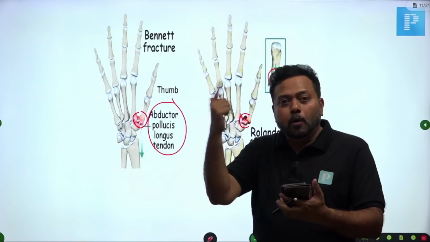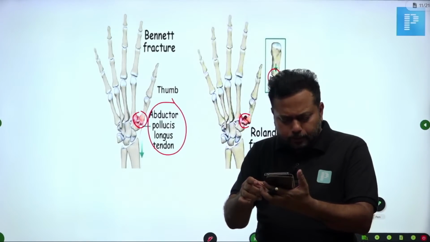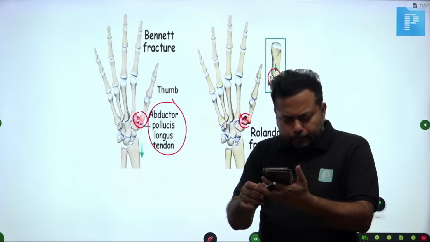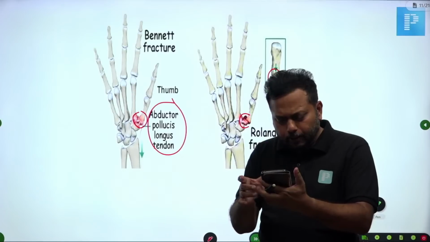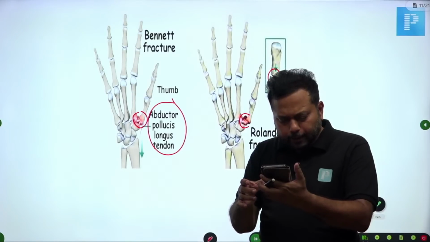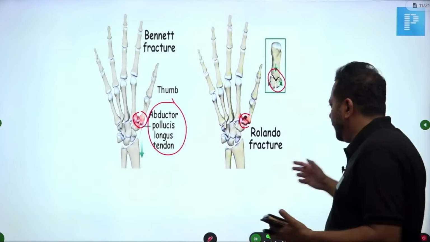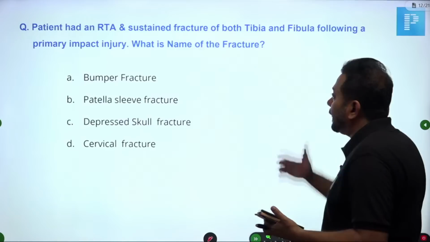With this, we'll move on to, yes, Amit Kumar is telling there was no X-ray. Okay, there was no X-ray, right? Okay, right. We'll move on to the next question.